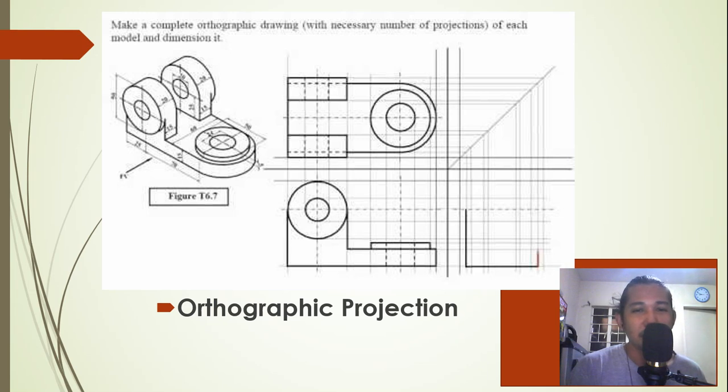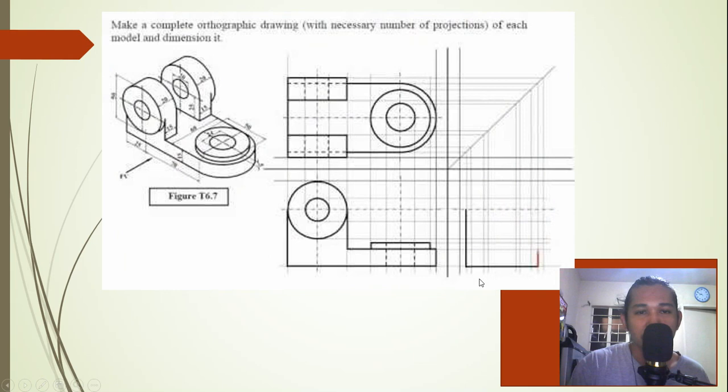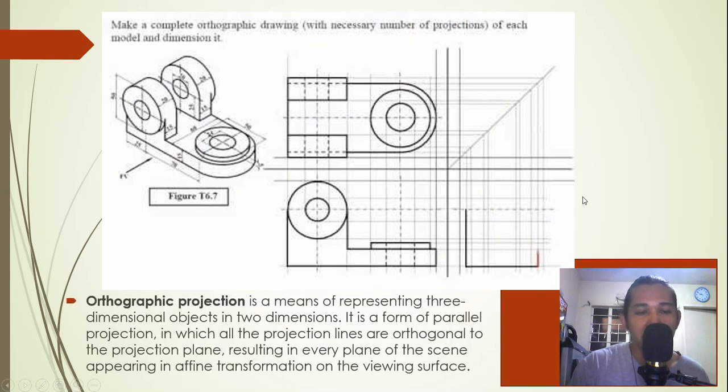What I mean by 2D? It's all represented in its height and length only. Okay, nakuha nyo? So that is orthographic projection. So what is the meaning of orthographic projection? Take note of this. Orthographic projection is the means of representing a 3-dimensional object in 2 dimensions. It is a parallel projection in which all projection lines are orthogonal to the projection plane, resulting in every plane of the scene appearing as an affine transformation on the viewing surface. Yeah. So, yan po ang tinatawag nating orthographic drawing.